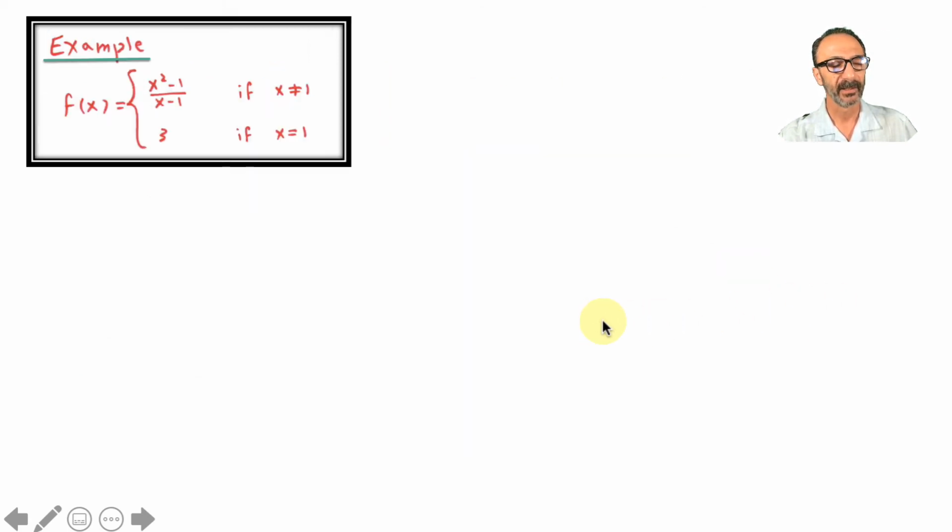Here's another example. It's a piecewise function, two pieces. Not only that, the first part is a rational function. Now, before I start, let's take this and simplify it on the side. X to the second minus 1 over x minus 1. The top part is a difference between two squares. Factors to x minus 1 and x plus 1. Notice x minus 1 cancels.